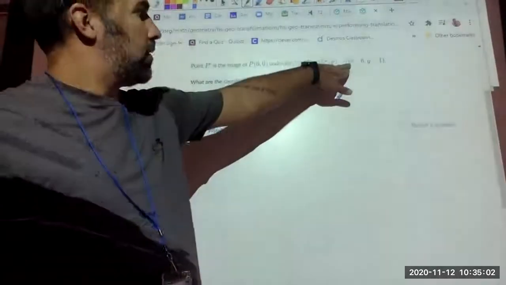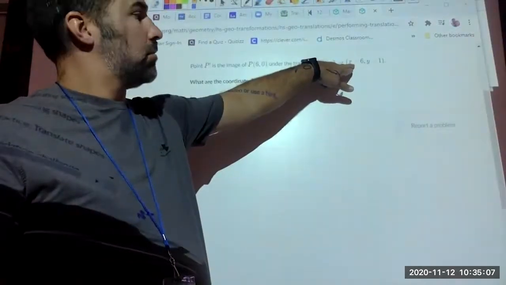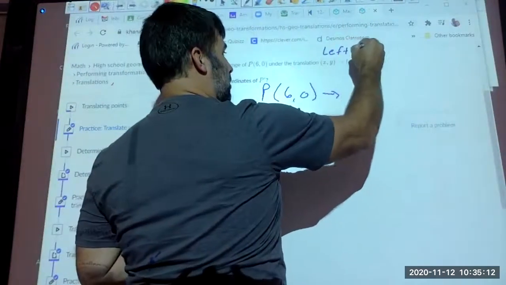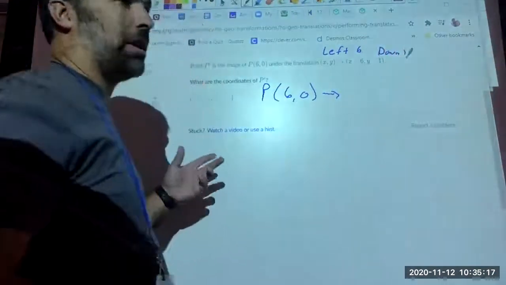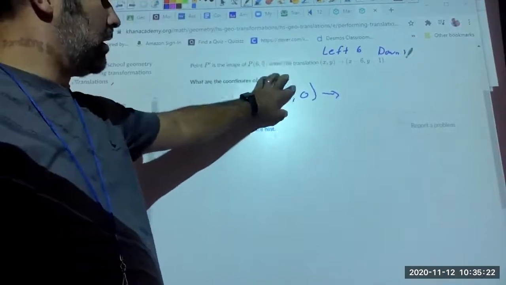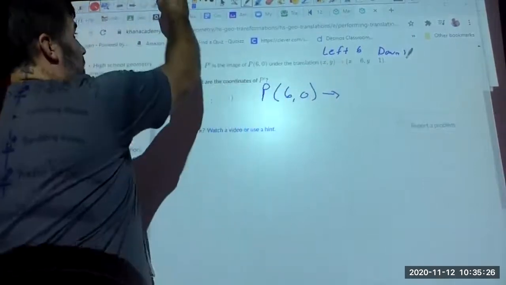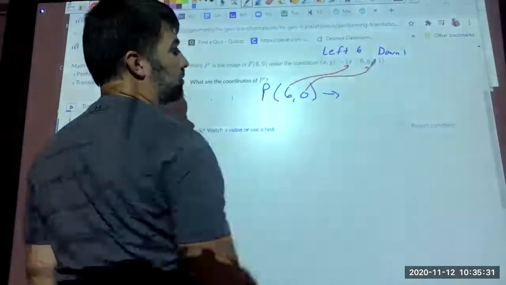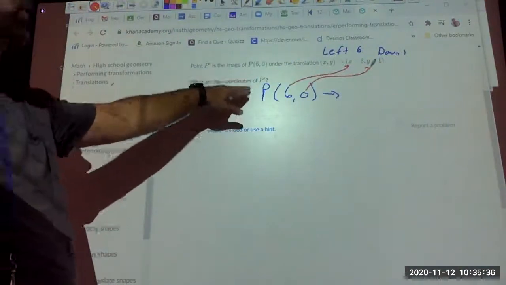Now, just for the heck of it, this x minus 6 would mean left 6. Y minus 1 means I'm going down 1. I don't need that for this particular question, but that's good to know. So I'm taking each coordinate, in this case 6, 0, and I'm plugging in 6 for x and this in for y, and I get my new coordinate, my P prime.